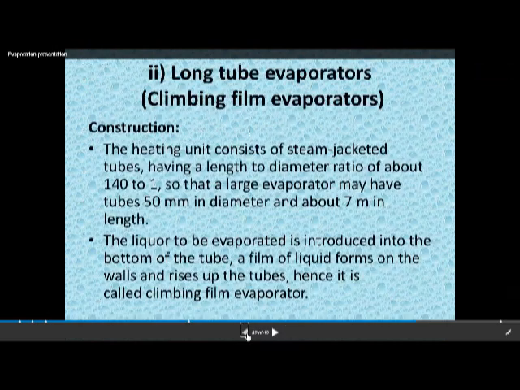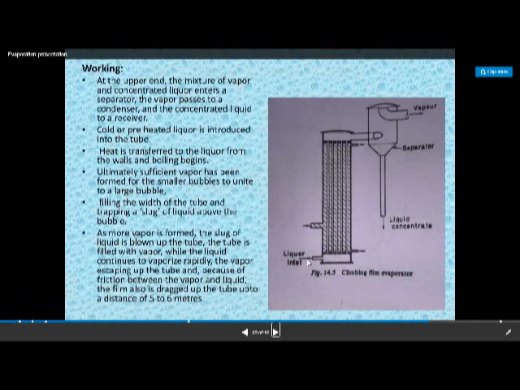Okay, you can see the construction. So the liquor which we have to evaporate is going to be introduced through this inlet, and the steam is going to be introduced through this inlet. Now here we can see next, at the upper end we have seen there is the presence of the condenser and the separator. Through this, the vapor passes through the condenser and the concentrated liquid will get into the receiver.